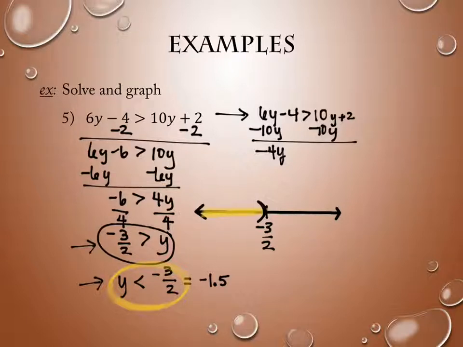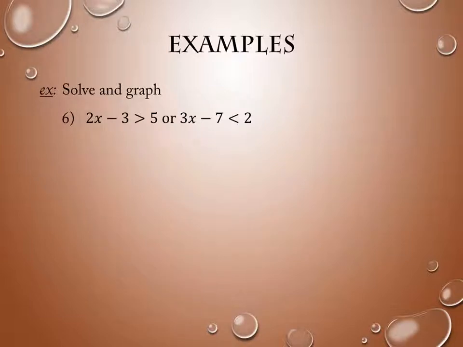Okay. Have another one that has multiple steps, kind of like this one going on. This one's a little bit different, though. What do you see happening on this one that looks different than the last one? There's two of them, and they have the word or between them, okay? So we're going to solve them separately, and I'll show you what we do in terms of a number line when we're done. So on the first one, we would add our 3.